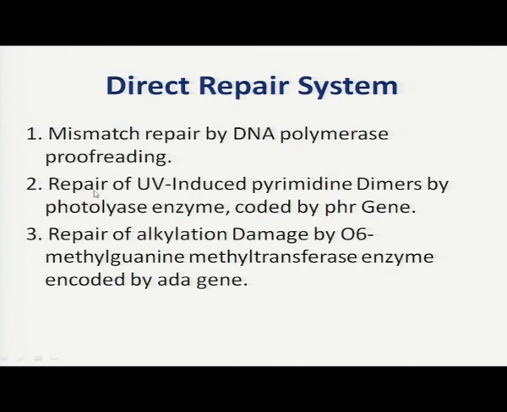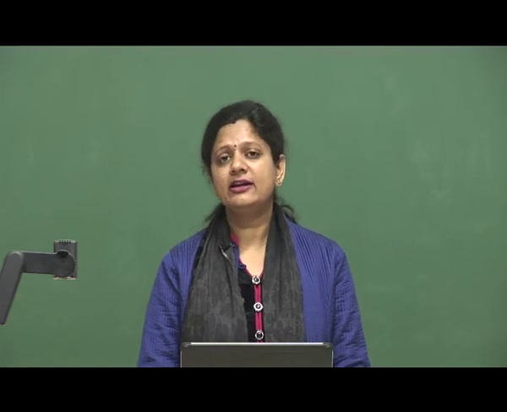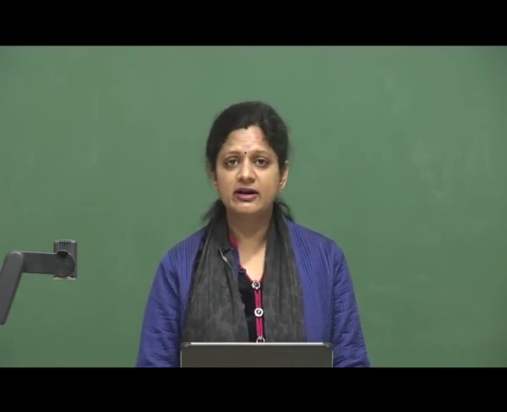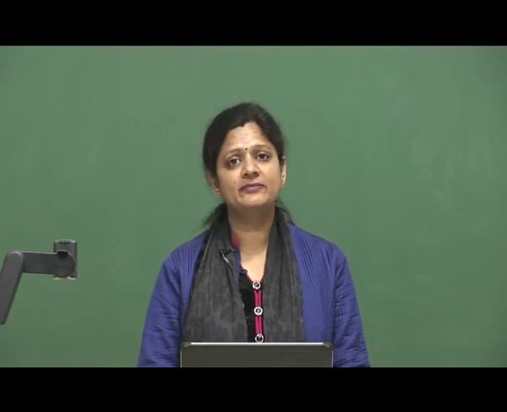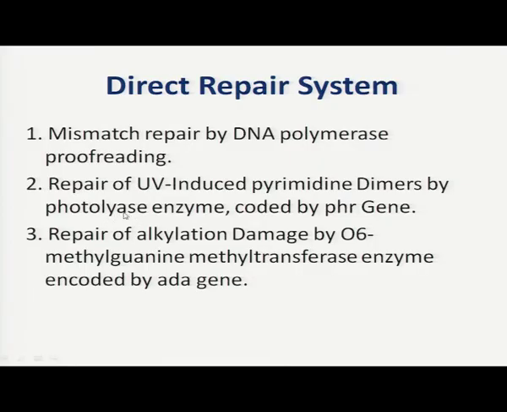that is why it is considered as direct repair system. Another example is repair of ultraviolet induced pyrimidine dimers, especially thymine dimers, by photolyase enzyme which is encoded by PHR gene. So, if we are exposed to ultraviolet rays, it will lead to thymine dimer formation, and that can be corrected by an enzyme called photolyase, encoded by the PHR gene. This repair system is also called light repair system because this photolyase enzyme is active in the presence of light.